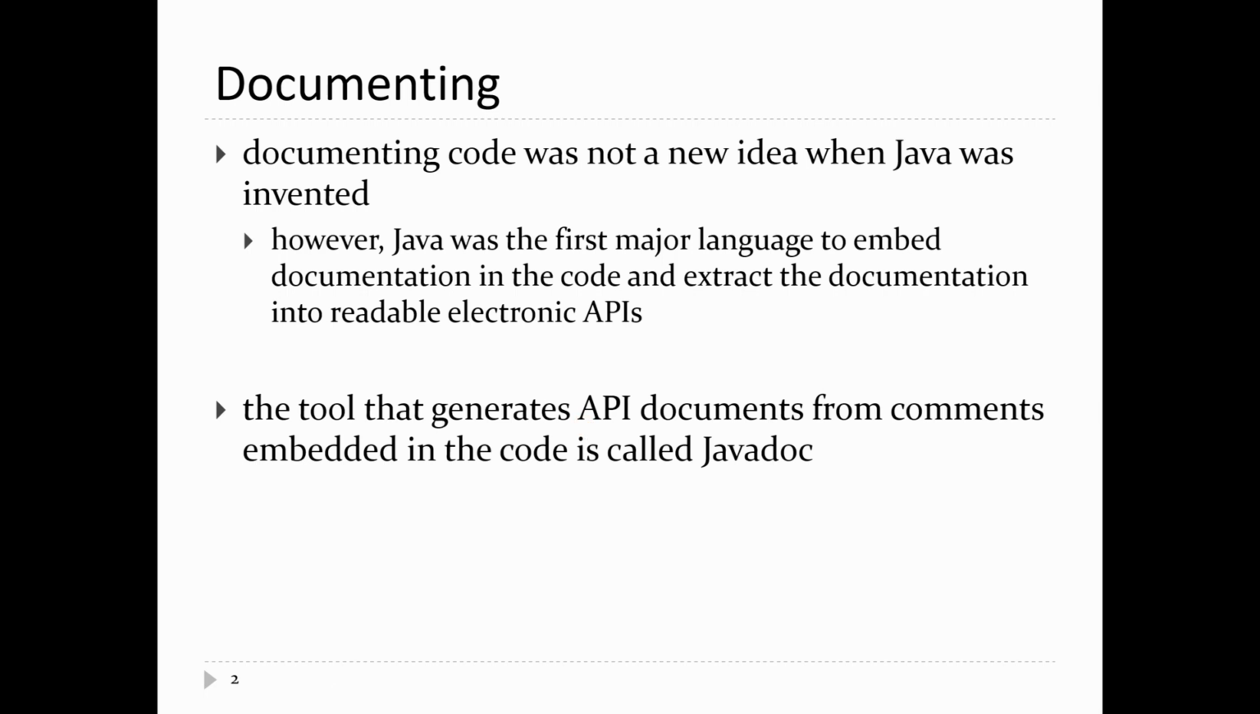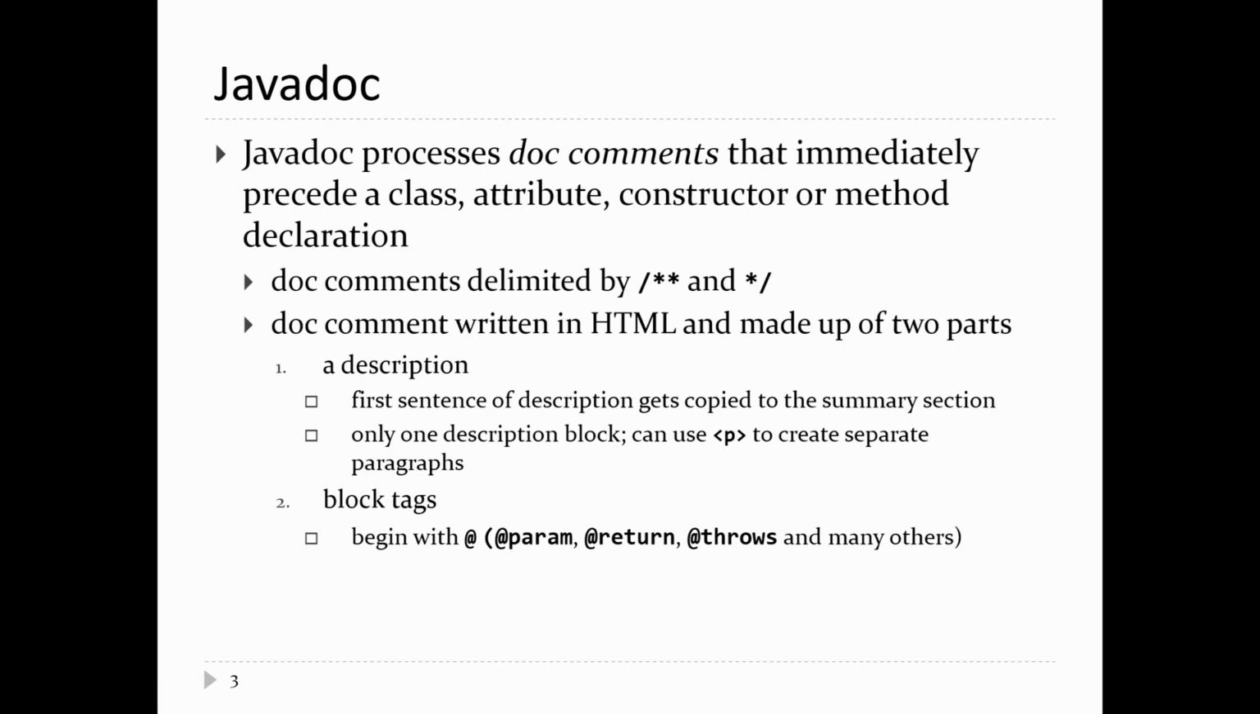The tool that generates documentation from comments embedded in the code is called JavaDoc. The way JavaDoc works is it reads your code, and it looks for these things called doc comments. A doc comment can appear immediately before the class, any field, any constructor, or any method.